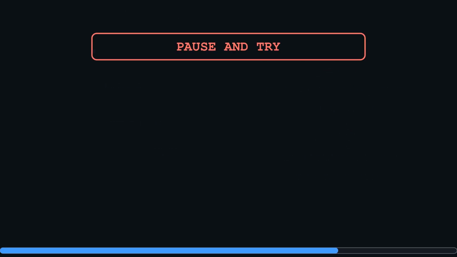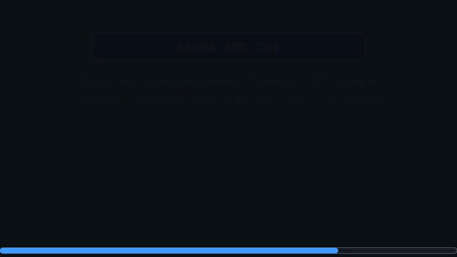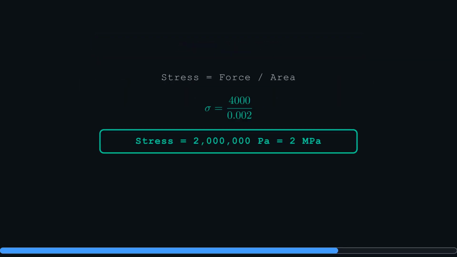Pause the video and try this problem yourself. Stress equals force divided by area. 4,000 newtons divided by 0.002 square meters gives 2 million pascals, or 2 megapascals.